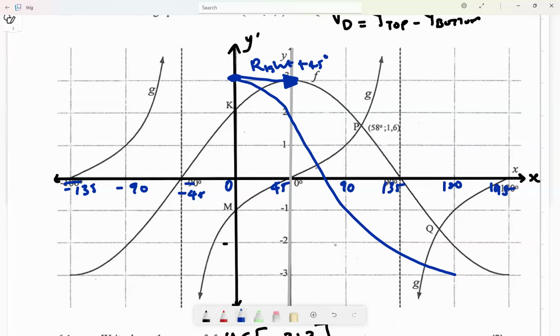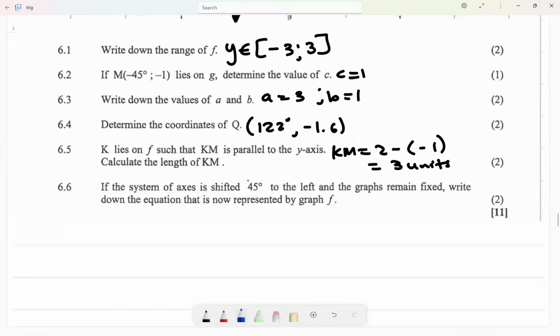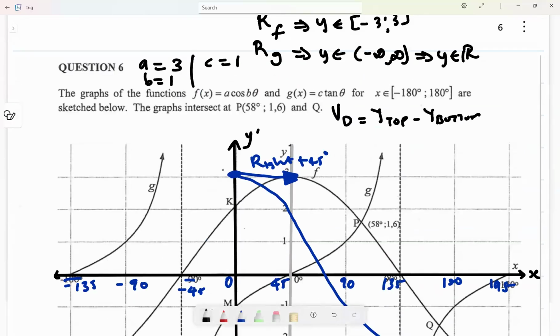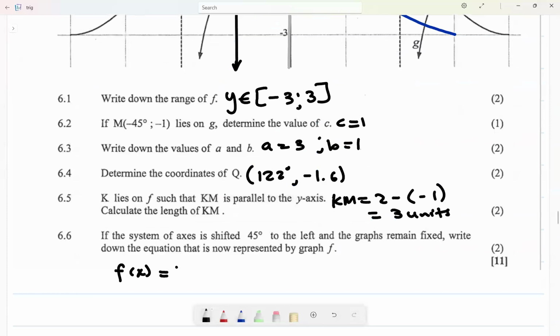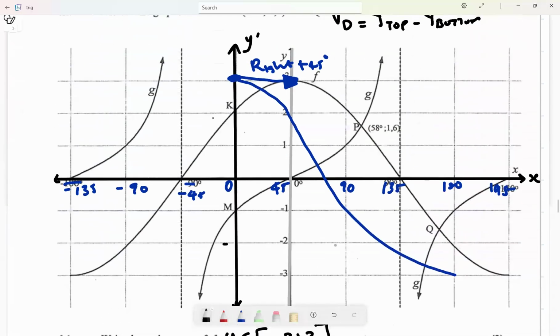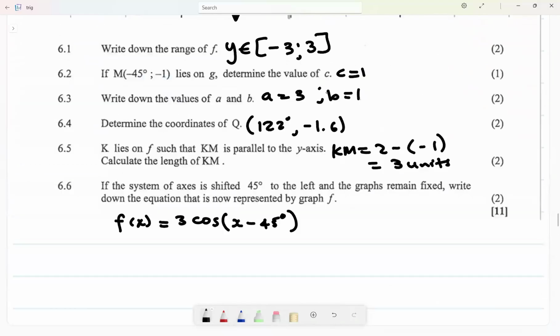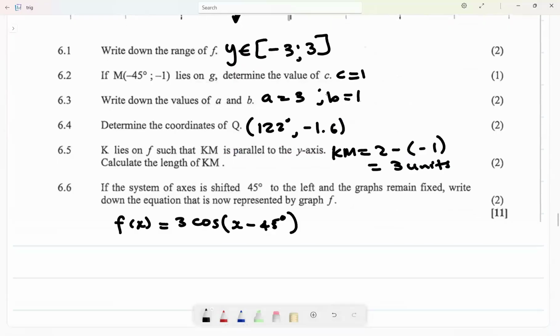But remember, if it shifted towards the right by 45 units, on my graph, I'll say this is y, f of x is equal to a is 3, cos b is just 1, x. Remember, if my point is moved towards the right by 45 units, I need to say it is minus 45 degrees. I'm not sure how to output this, but yeah.